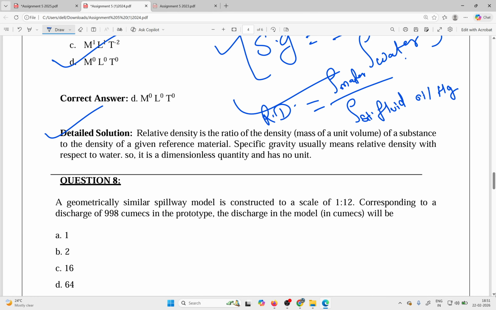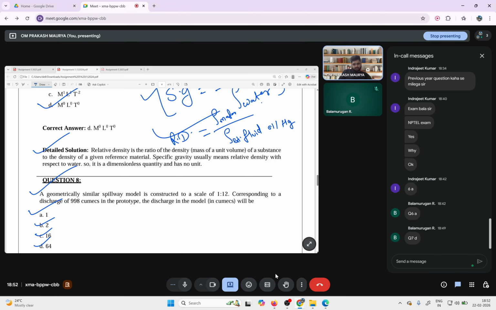Okay, so now we'll move on to the next question. A geometrically similar spillway model is constructed to a scale of 1 is to 12, corresponding to a discharge of 998 cubic meters per second in the prototype. The discharge in the model in cubic meters per second will be 1, 2, 16, and 64. Very easy question, please. We have already discussed the discharge relation with the LR. So if you know very clearly, you can write just one step calculation.